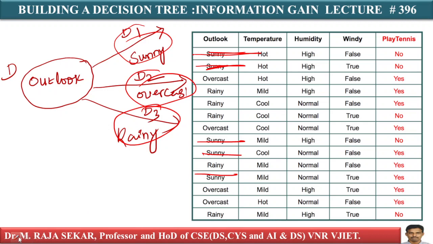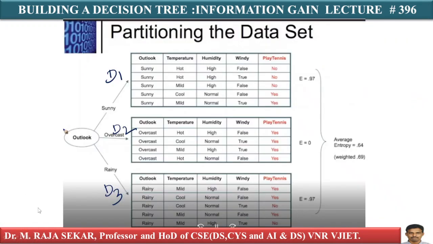This I will split. Just let me show that. Depending on sunny, 1, 2, 3, 4, 5, I am keeping in D1. What's happening here? Because outlook can take 3 values, all the points in D1 are sunny, all the points in D2 are overcast, and all the points in D3 are rainy. That's how we have broken up the data set D into D1, D2 and D3 based on values of outlook.